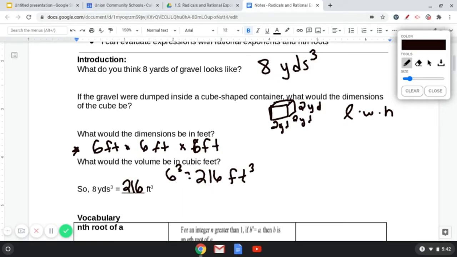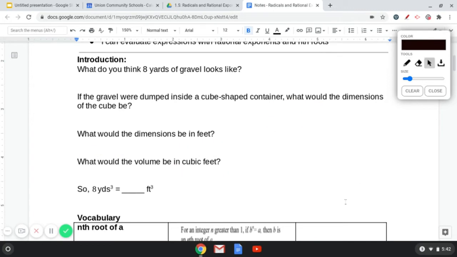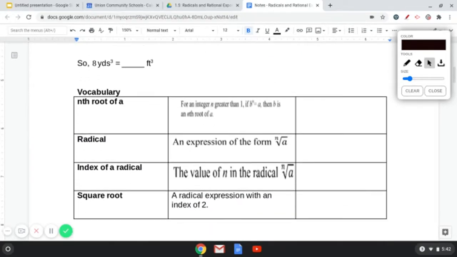So in this section we're going to talk a lot about cube roots and cubing things. So for example, 6 cubed is 216. The cube root of 216 is 6. So in a sense, think about roots as undoing exponents. And we'll talk more about that as we go on. So let's go forward with some vocab.